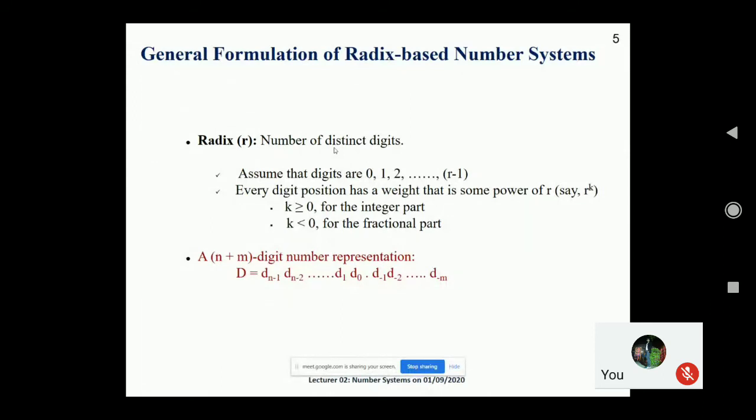When we go to the fractional part, d minus 1, the position of that digit, is multiplied by r to the power -1. d minus 2 into r to the power -2, something like that. And lastly, d minus m, using the subscript, into r to the power minus m. So this is the general formulation, or general rule, of any radix-based numbering system. Now, if your concept is not clear and you are facing any doubt, please ask me, one by one.